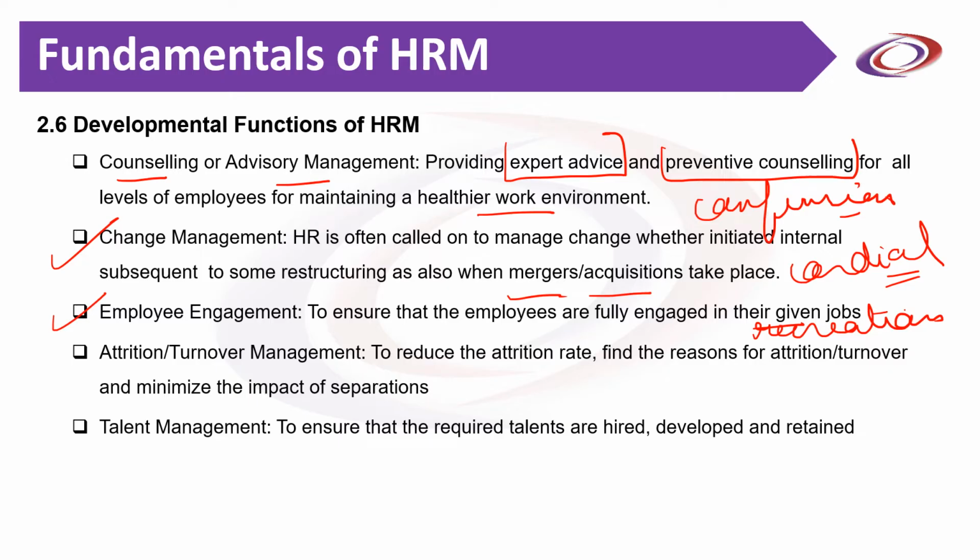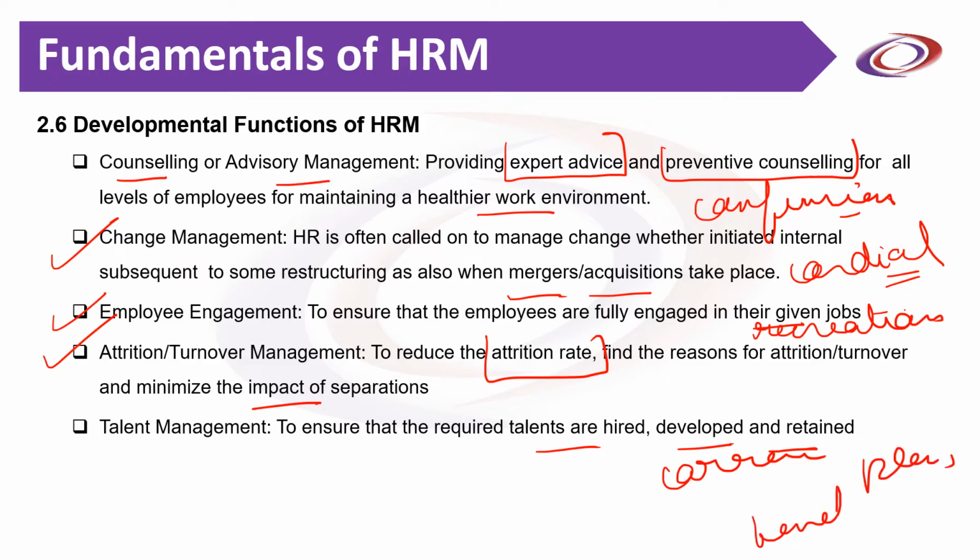Then attrition or turnover management. To reduce the attrition rate, we need to find the reasons. What is the reason why people are leaving the organization? And then we should work to minimize the impact of separations. And finally, we have the talent management to ensure that the required talents are hired, developed, and retained. This can be done through progressive career plans and also employee benefits or schemes.